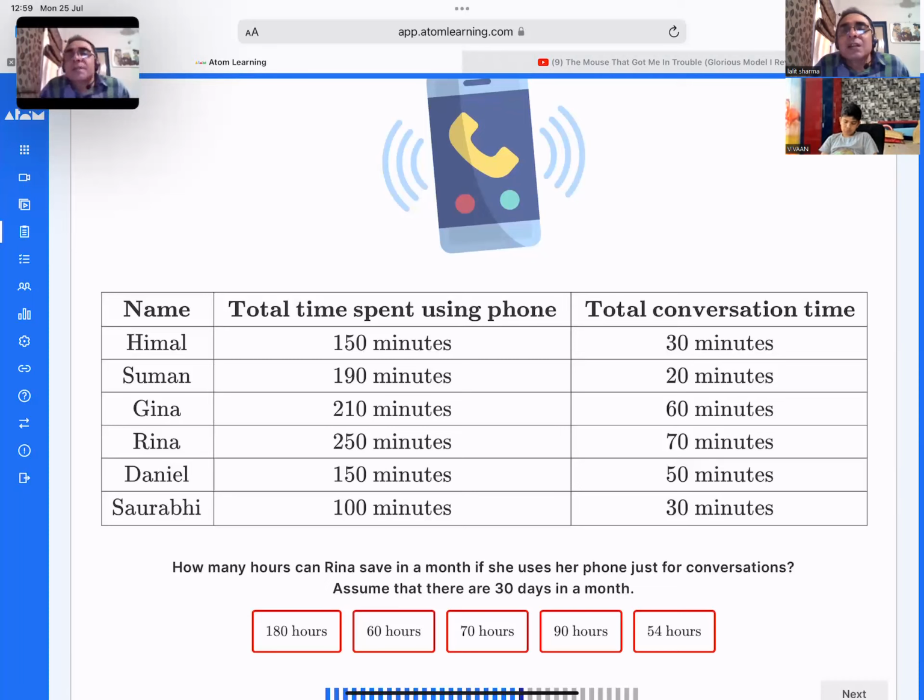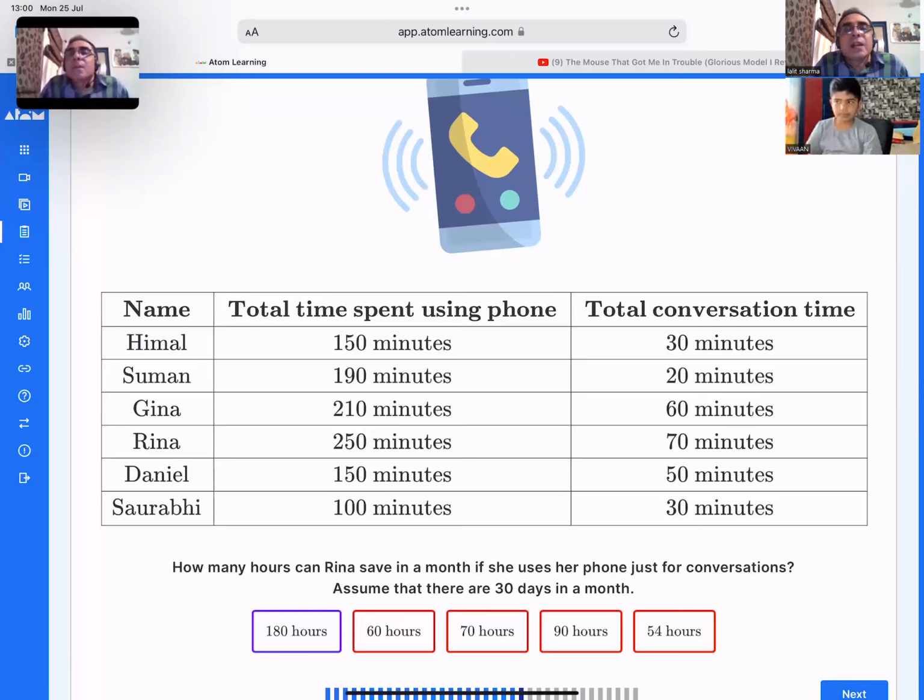Okay, how do you come to that conclusion? 70 subtracted by 250 is 180. Yeah, it's 180. Okay. For 180 hours, you came to that conclusion by subtracting 250 minutes and 70 minutes.